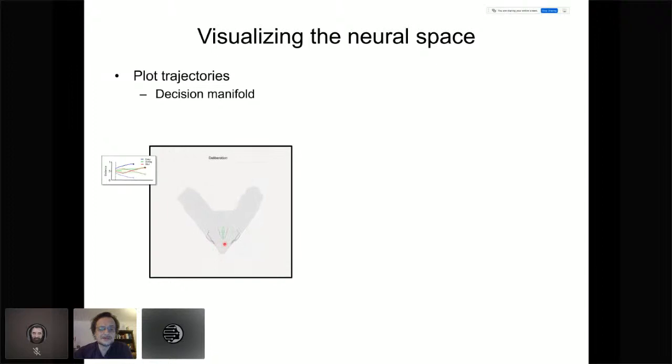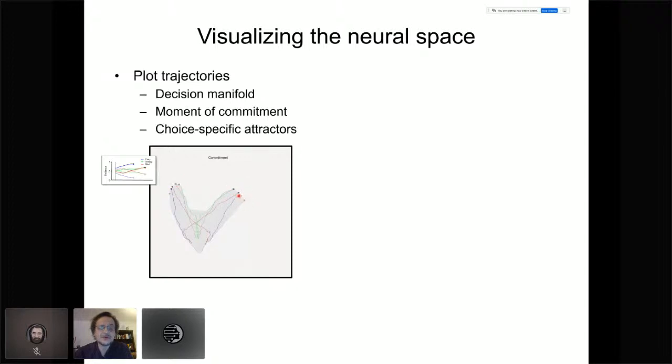So you can see the trajectories evolving over time until they reach this edge here. This is the moment of commitment, the moment the monkey commits to this decision. They reach this edge, and at that point they flow into choice-specific attractors that determine whether he goes right or left. So you see that here. Movement onset is about here.